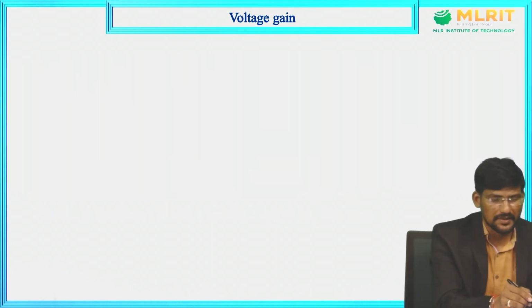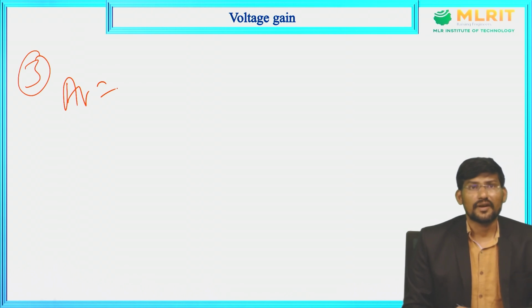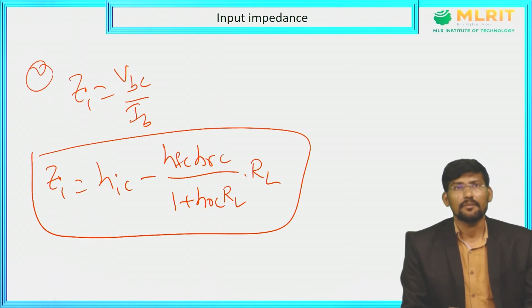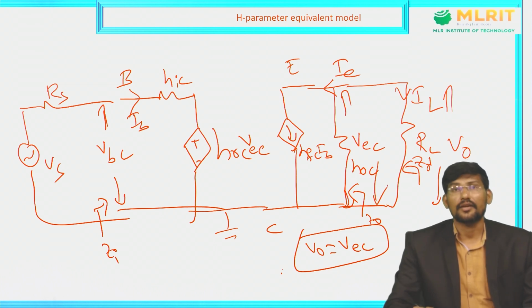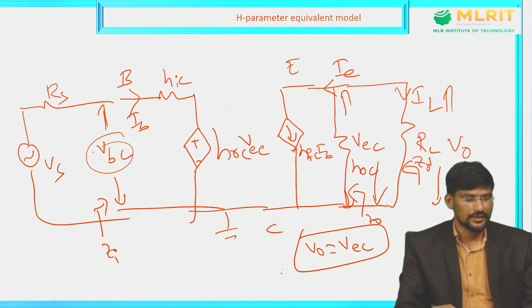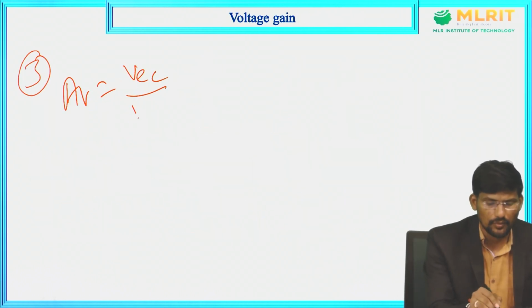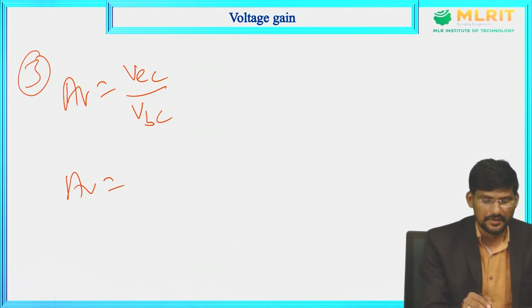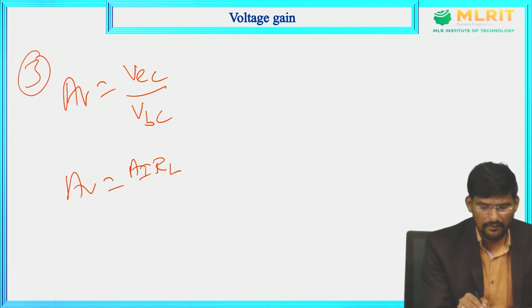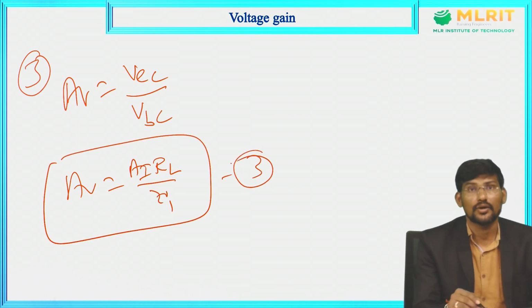Now the third expression. What is the third expression? Voltage gain. Voltage gain is defined as the ratio of output voltage to the input voltage. If you see the circuit, what is the output voltage? The output voltage is taken across the emitter and collector terminal VEC, and what is the input voltage? VBC. So it is VEC by VBC. So it is the ratio of output voltage to the input voltage. So AV, the voltage gain expression, is AI RL divided by ZI. So this is the voltage gain expression, and this is the third one.